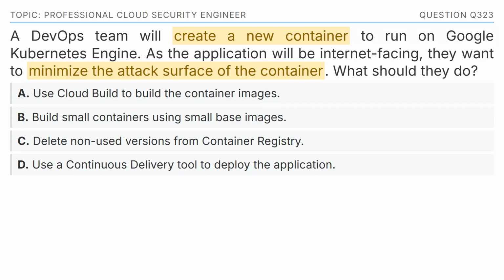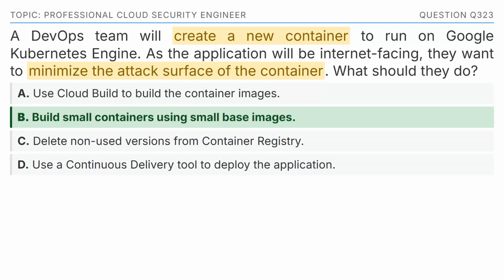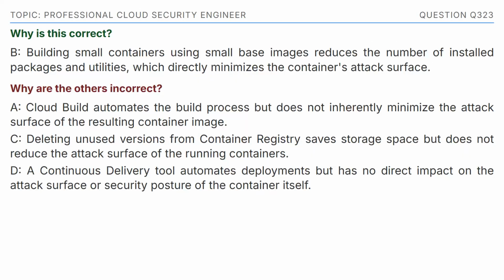To arrive at the correct answer, we focus on the keywords: create a new container, minimize the attack surface of the container. The correct answer is option B, build small containers using small base images. Why is this correct? B. Building small containers using small base images reduces the number of installed packages and utilities, which directly minimizes the container's attack surface.